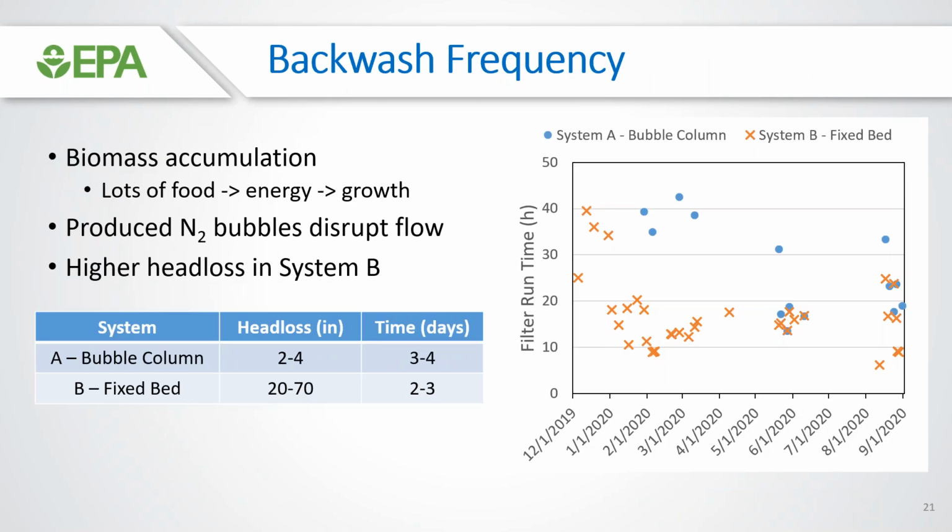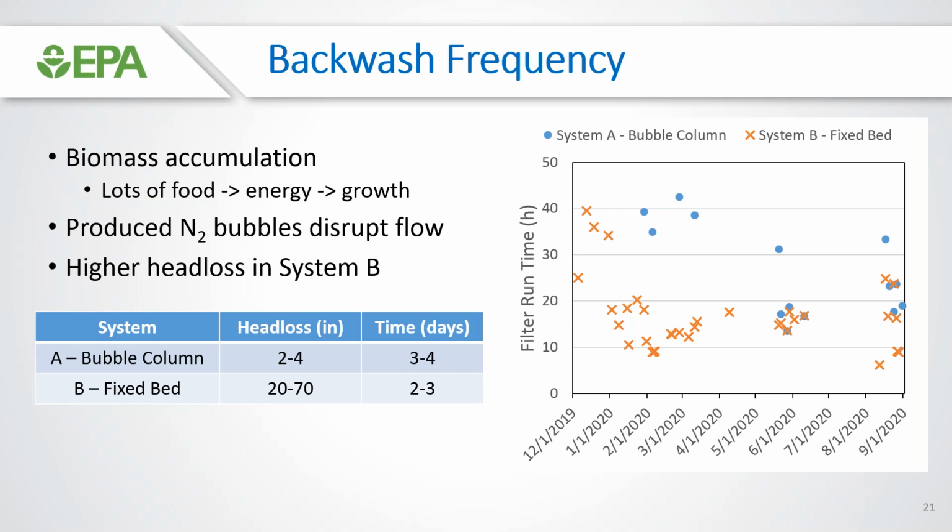Which leads us into backwashing and the backwash frequency. With all this food, we're going to get a lot of growth, and as I mentioned, the bubbles can disrupt the flow path. Looking at the head loss that we've observed in each of these systems, in system B, we can get anywhere from like 20 to 70 inches of head loss over the course of 2 to 3 days of having the system online, or after backwashing.